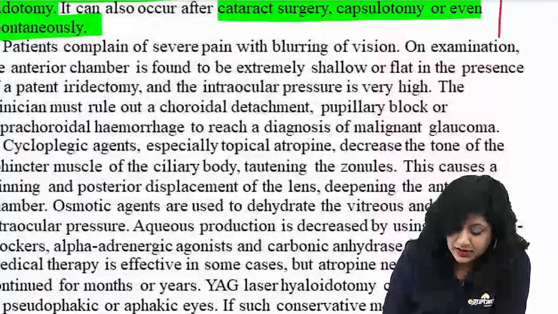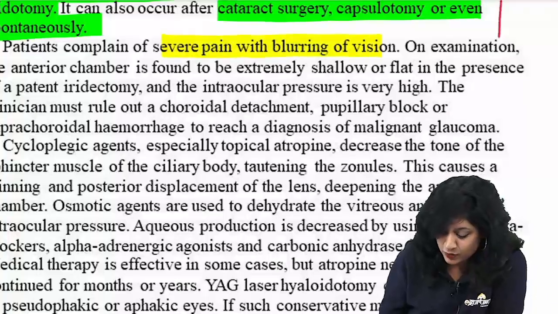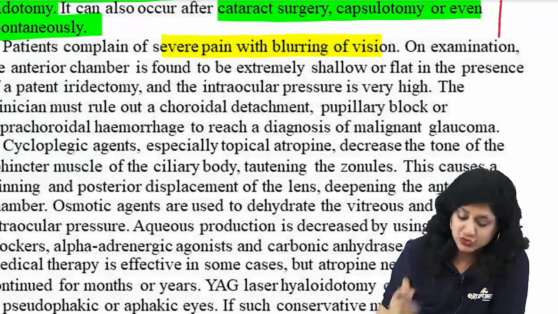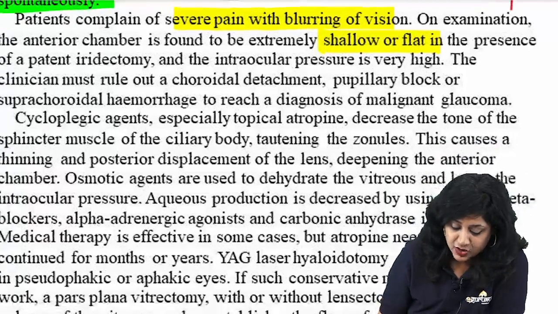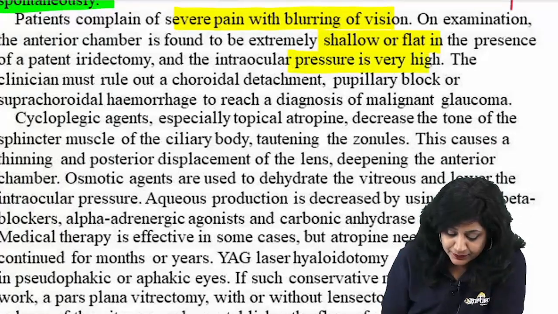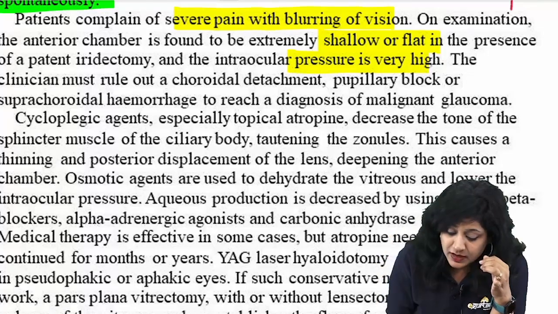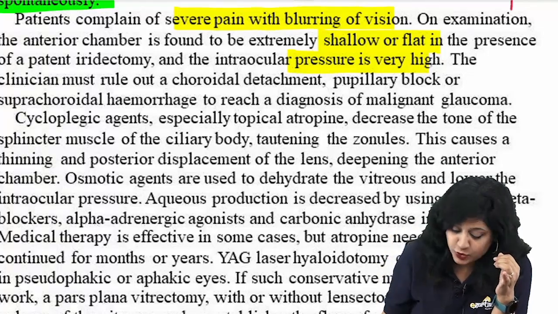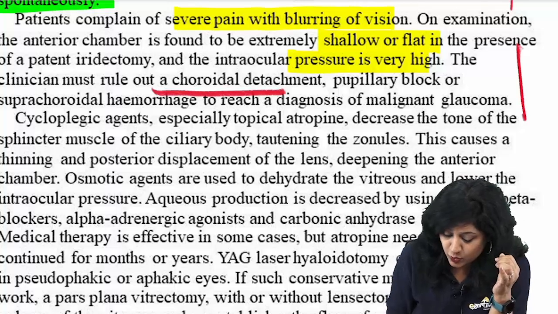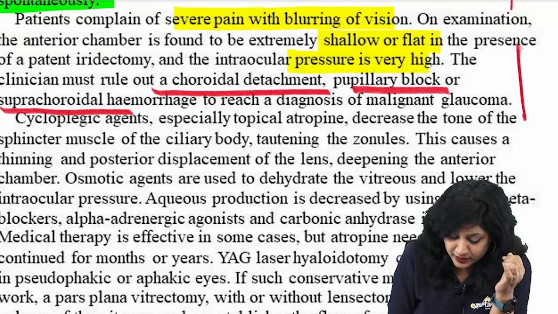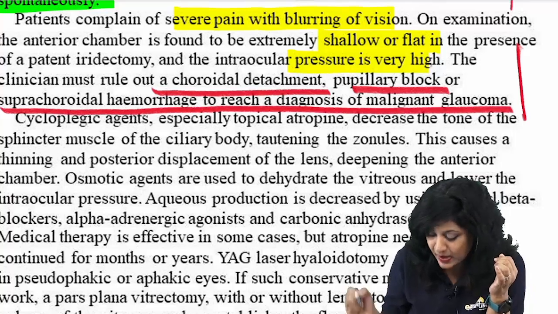So these patients will complain of severe pain with blurring of vision, and when you examine the patient, there will be an extremely shallow anterior chamber. IOP is very high. Now a very important thing with respect to the clinical picture: you should always rule out choroidal detachment, pupillary block, or suprachoroidal hemorrhage to reach a diagnosis of malignant glaucoma.